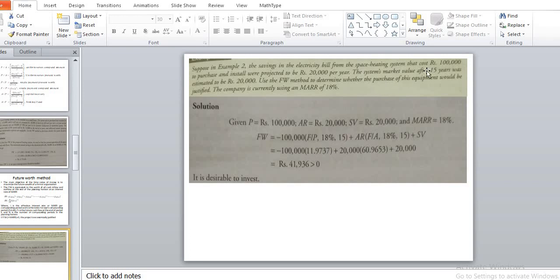The value of n is considered as 15, so 15 years. So n is 15 and i is 18%. By substituting these values in the factor, we calculate this factor as 11.97, and the uniform series annual amount we calculate as 60.96. This is the uniform series annual compound value. So we calculate this as 60.96 plus 20,000, the salvage value.